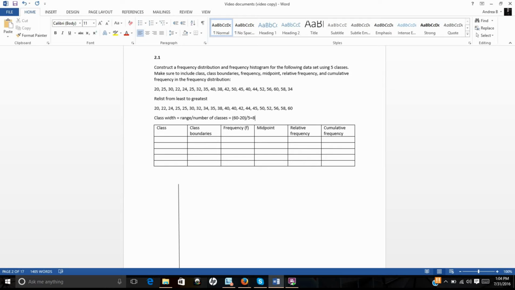One thing to keep in mind here with your class width, if it ends up being a whole number, you'll want to round up to the next whole number. If it ends up being a decimal, you still round up to the next whole number. So always keep in mind that here you want to round up to the next whole number. So in this case, you're going to round up to 9.